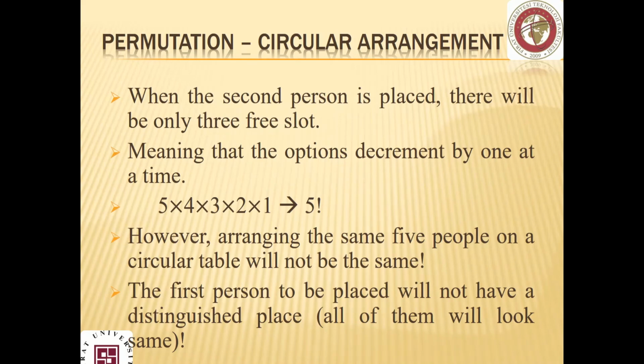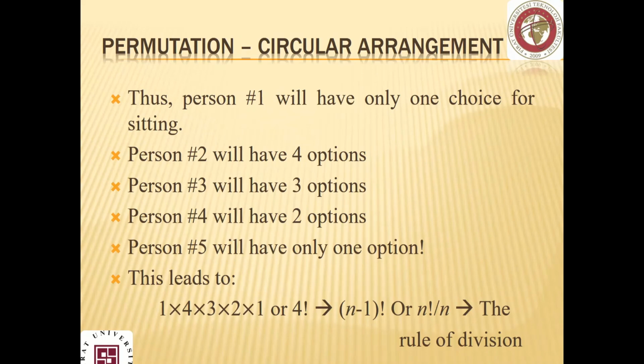But for the circular representation, I explained about it earlier. The first person to be seated or arranged, wherever you put them, looks the same to the center. And in that case, there is only one choice. Once that person is set, then we have fewer choices. So we have 5 minus 1, 4 choices. The next one would have 4 minus 1, 3 choices, and so on. Okay, so that is the idea, and it gets us back to the rule of division, or the circular permutation.